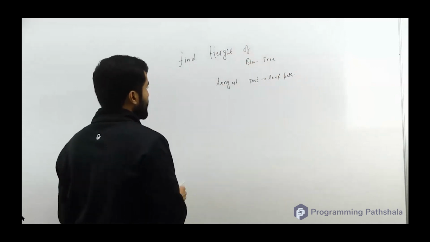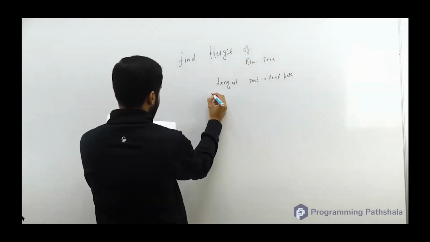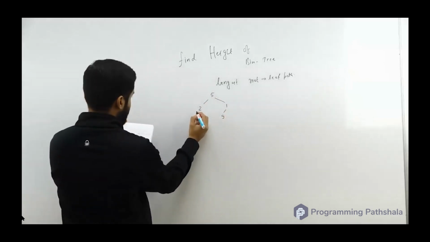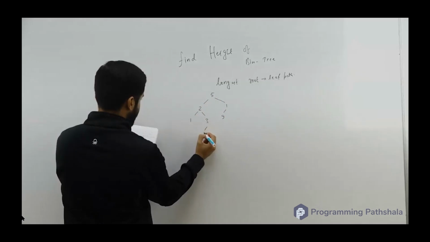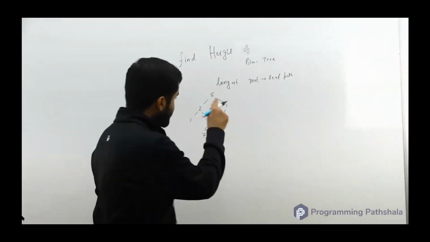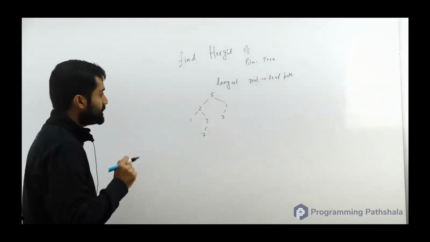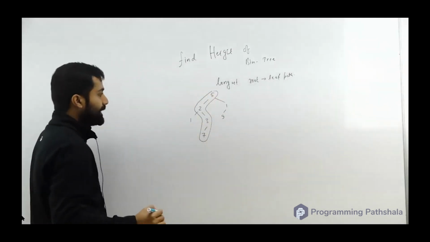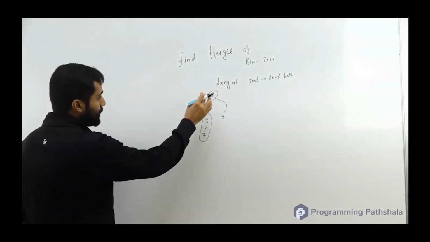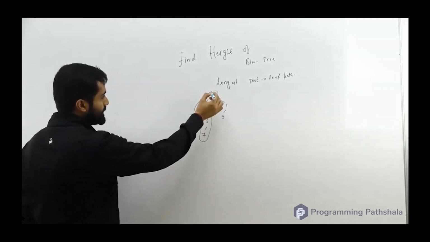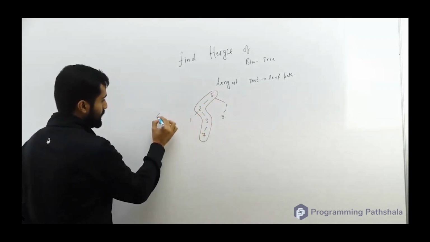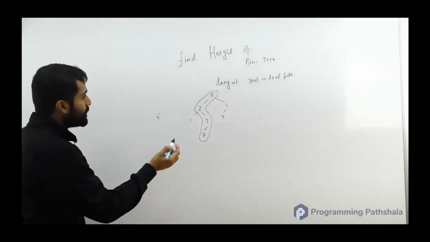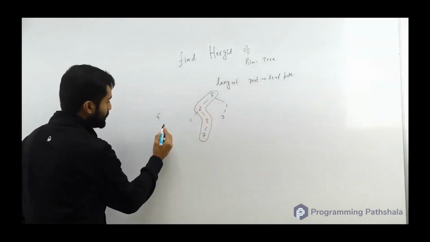Okay, so let's take a quick example. Let's say we have 5, 2, 1, 9, and you have 1, 3, and 7. So let me tell you one thing. What is the longest root to leaf path over here? The longest root to leaf path is this one. Correct? Now, some of you are calculating the number of nodes along this path. So the number of nodes is 1, 2, 3, and 4. And some of you are calculating the number of edges along this path. So the number of edges is 1, 2, and 3.